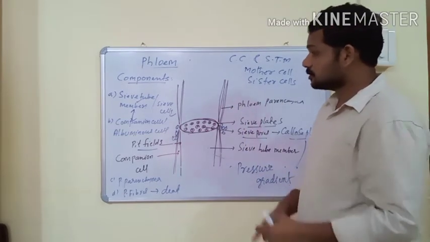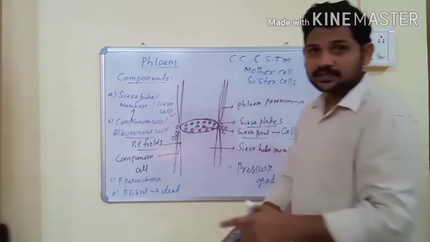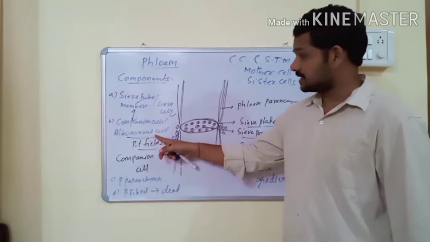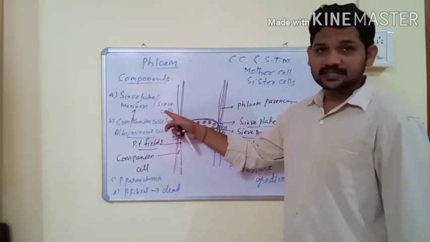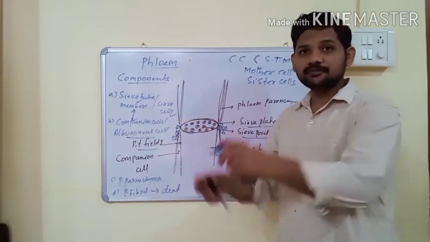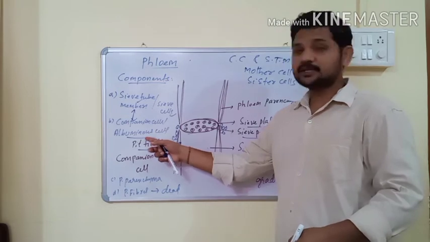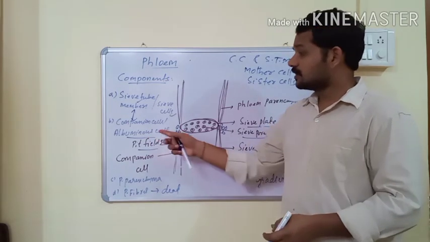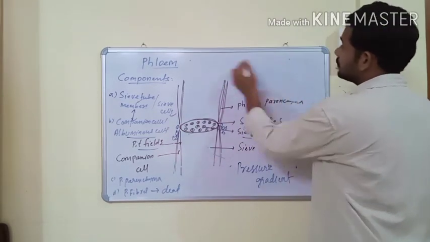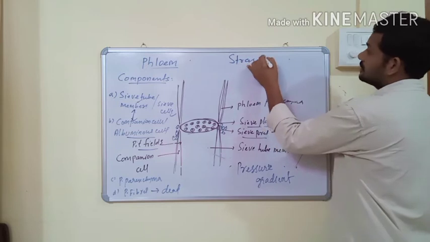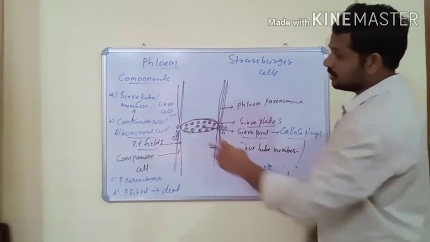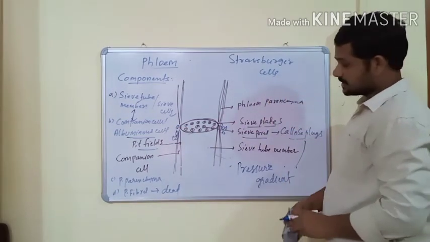In the case of gymnosperms and pteridophytes, there are special modified parenchymatous cells called albuminous cells. Albuminous cells are associated with sieve cells, but albuminous cells and sieve cells originate from different mother cells. So these two are called non-sister cells. Albuminous cells are also called Strasburger cells, because they were discovered by Strasburger.